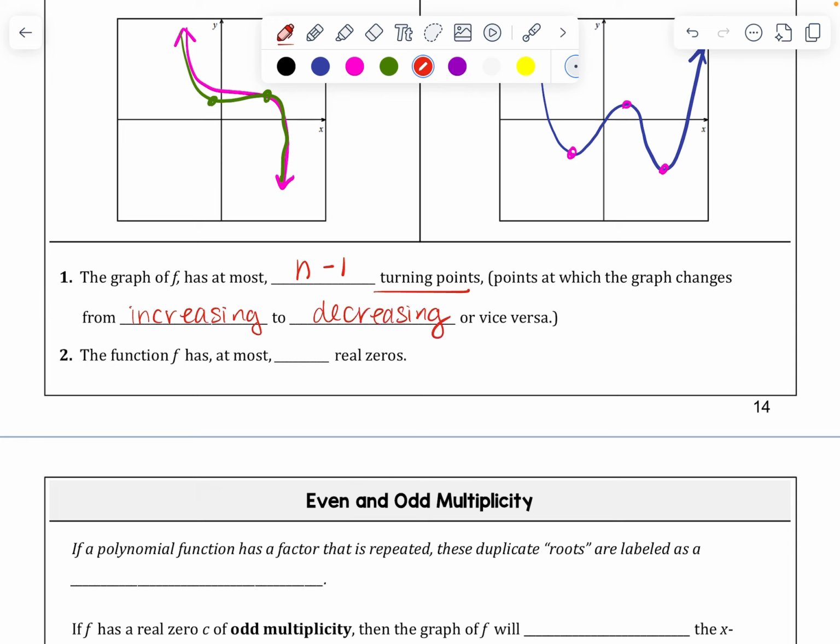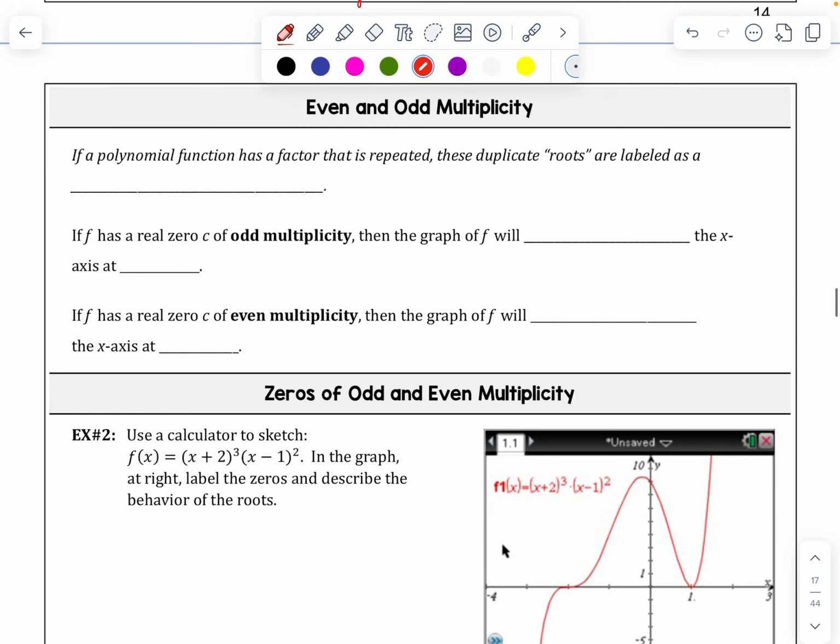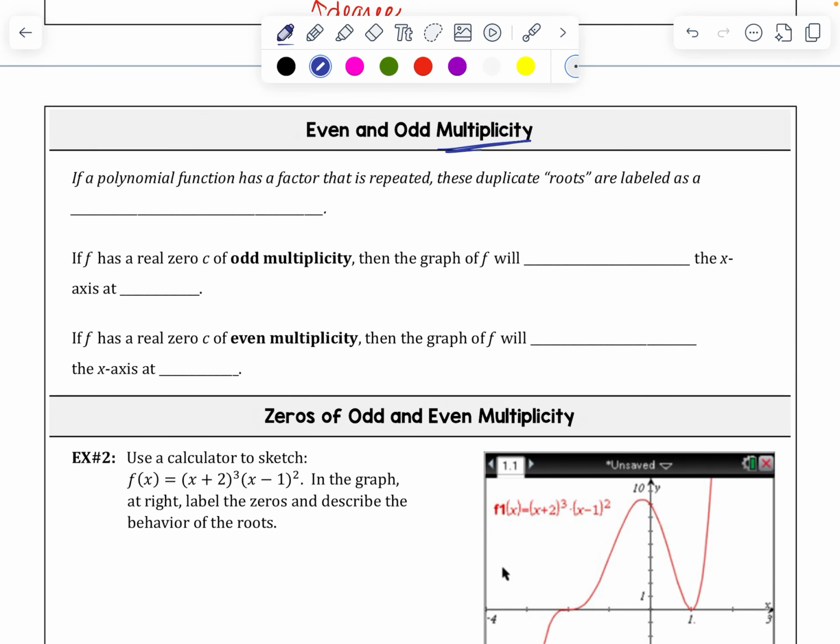And then the second thing that we need to remember is that the function has at most n real zeros. This is our number of the degree. Okay, so let's talk about what even and odd multiplicity is.